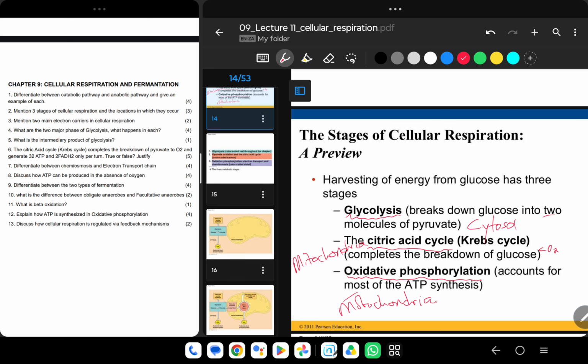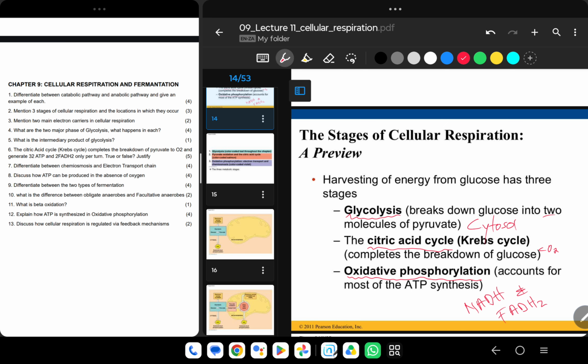Now let's move to question number 3, which says mention two main electron carriers in cellular respiration. We just spoke about them. The two main electron carriers in cellular respiration are NADH and FADH2.